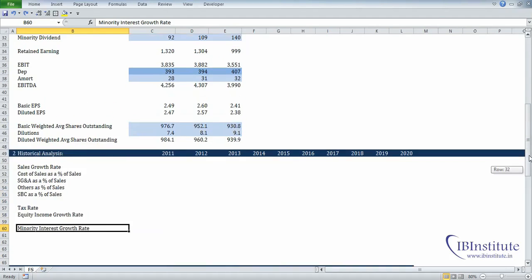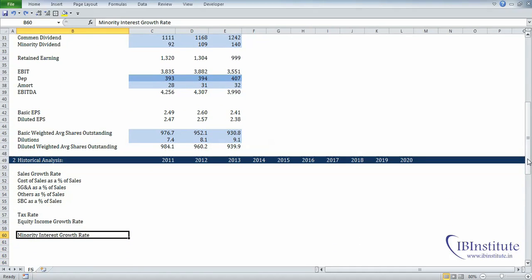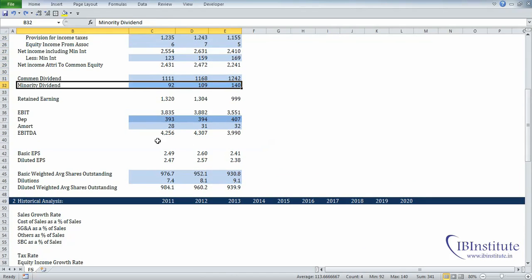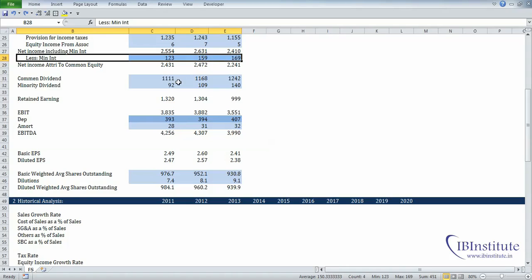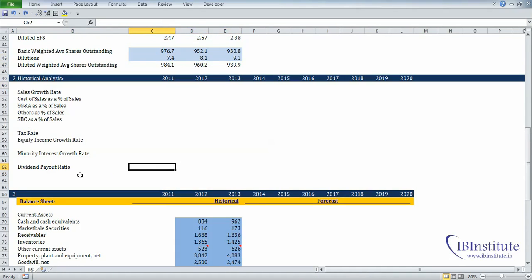After minority interest, we have common dividend. Common dividend we will be projecting as a percentage of profit. So we have to calculate dividend payout ratio in history. After common dividend, we have minority dividend. Minority dividend is a part of minority interest only. So minority dividend will be projected as a percentage of minority interest. So we have to calculate minority dividend as a percentage of minority interest in history first.